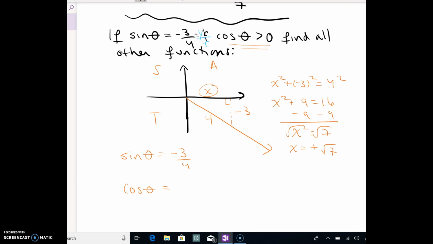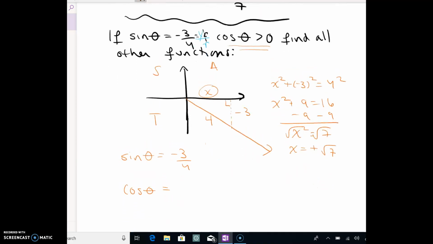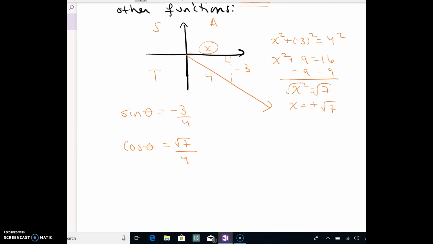Sine is y over r. Now remember, the definition of cosine is that cosine is x over r. So the x value here is the square root of 7, and the r value is 4. So we know cosine is square root of 7/4. For the tangent values, we know tangent is y over x. So the y value is -3. The x value is square root of 7.